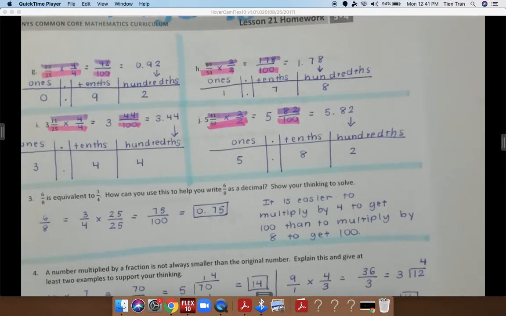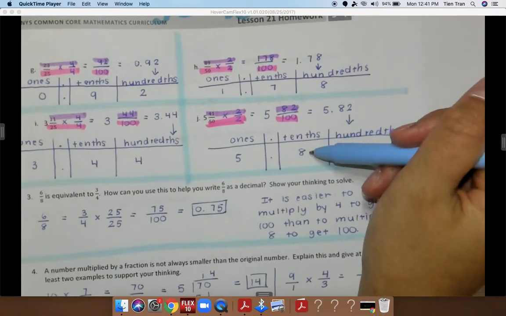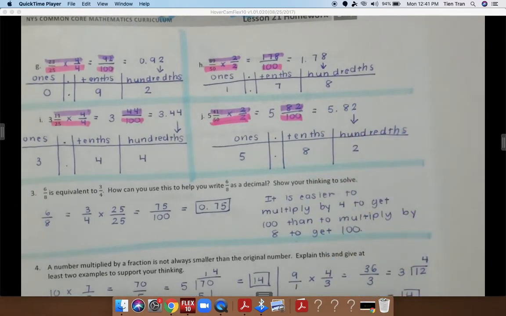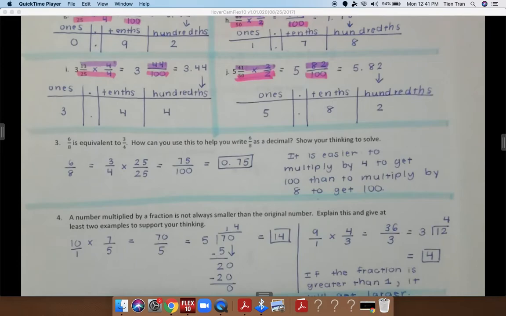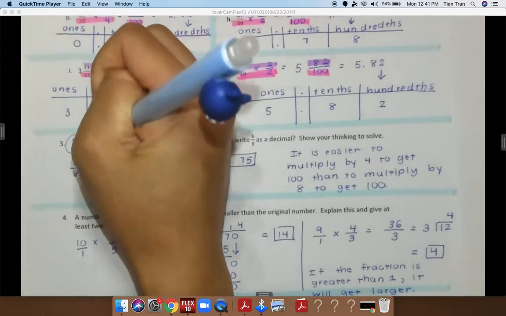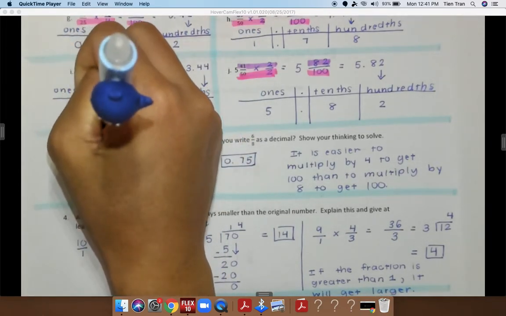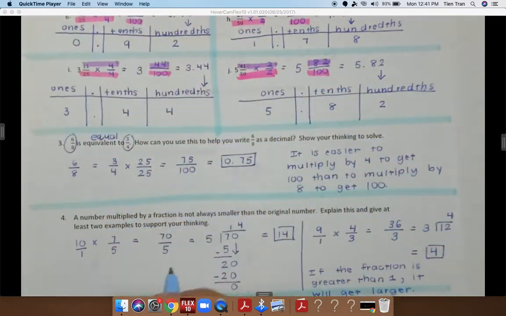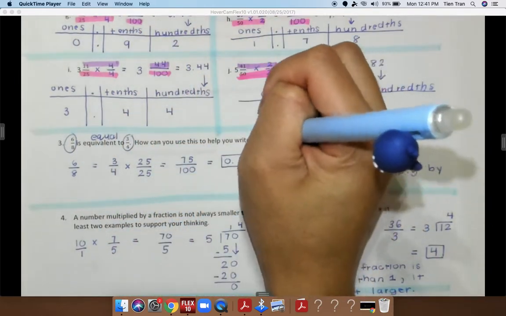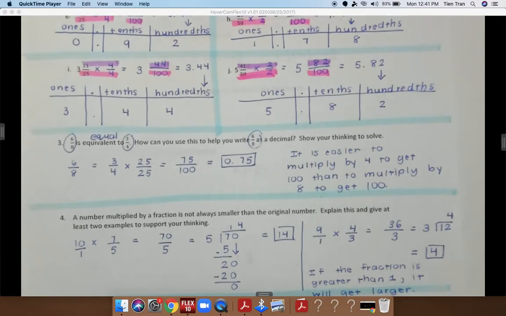Excuse me, sorry. 8 is in the tens place, and 5 is in the ones place. Now, problem 3, we have 6/8 is equivalent. Remember, the word equivalent means equal to 3/4. How can you use this to help you write 6/8 as a decimal? Show your thinking to solve.